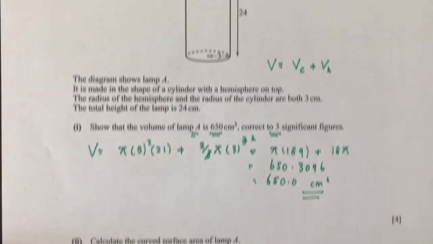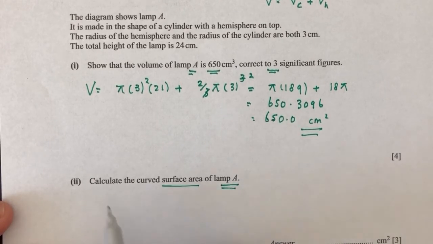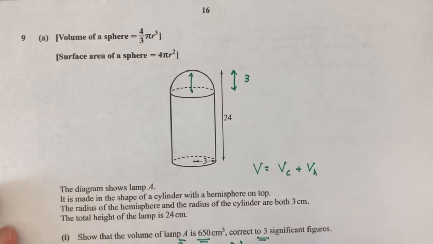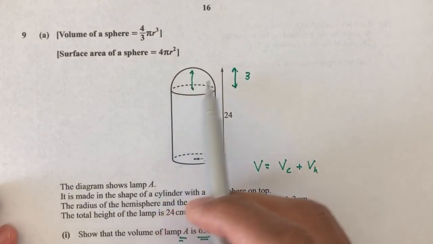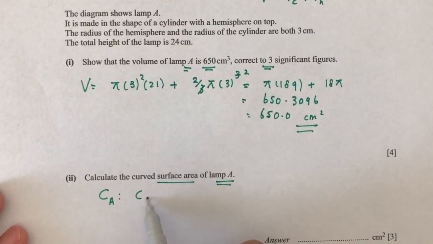Now moving on to part 2. Calculate the curved surface area. So what is the curved surface area of A? Let's name it curved area of A. We know it's the curved surface area of the cylinder and the curved surface area of the hemisphere. So it is C of the cylinder plus curved surface area of the hemisphere.